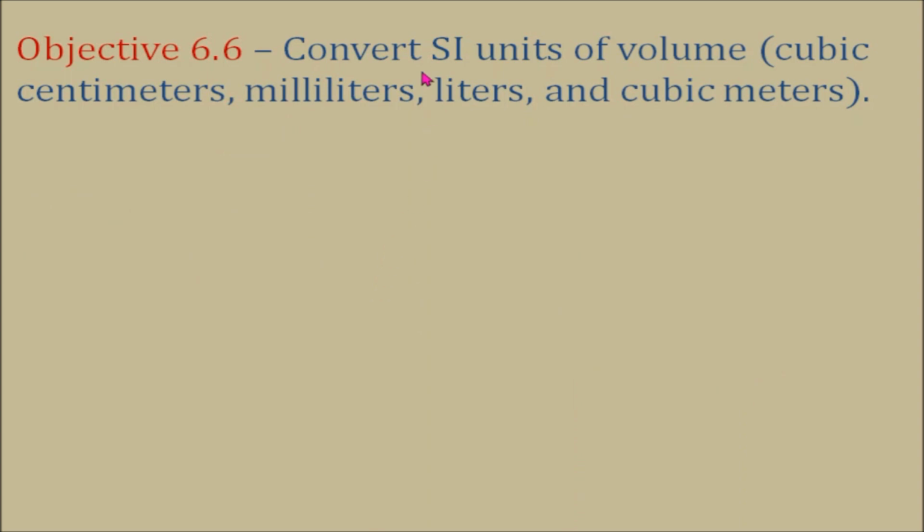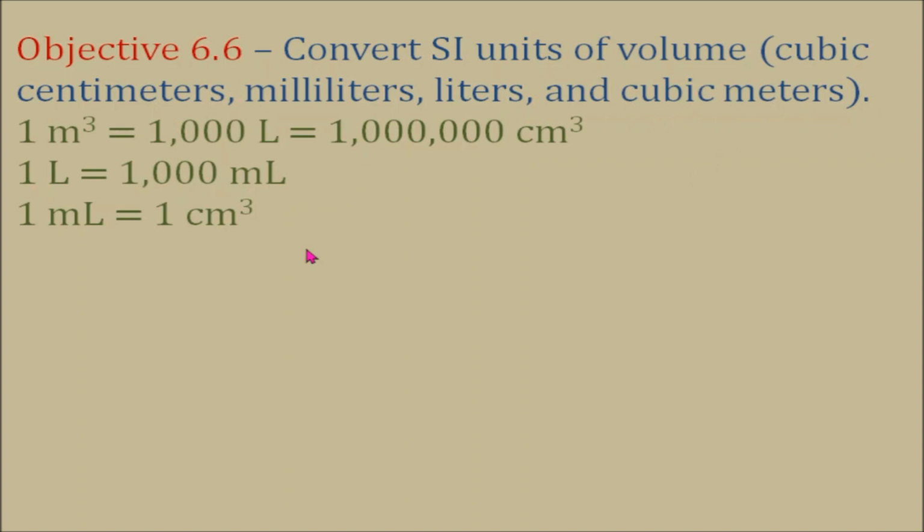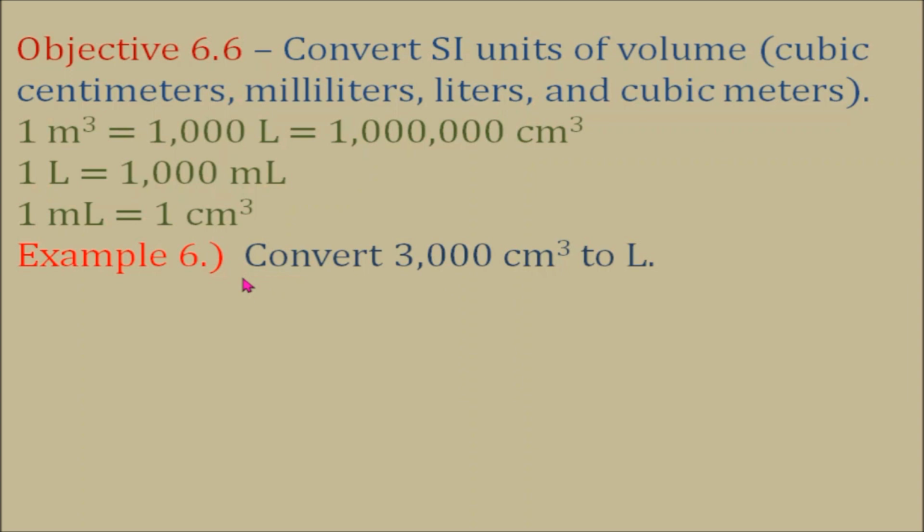Objective number 6. Convert SI units of volume: cubic centimeters, milliliters, liters, and cubic meters. These are our conversion factors. 1 meter cube equals 1,000 liters, which is also equal to 1 million centimeter cube. And 1 liter equals 1,000 milliliters, and 1 milliliter is equal to 1 centimeter cube. Example number 6. Convert 3,000 centimeter cube to liter.